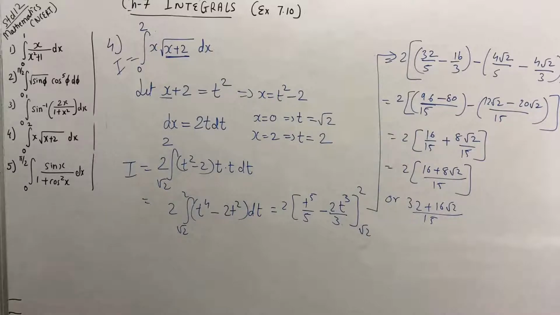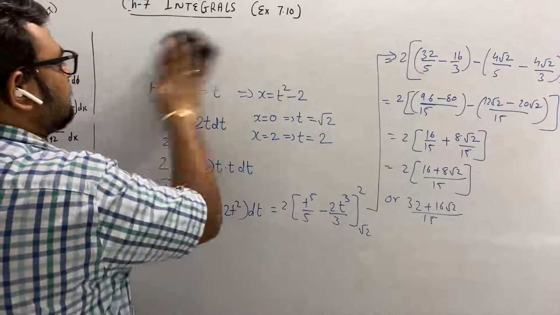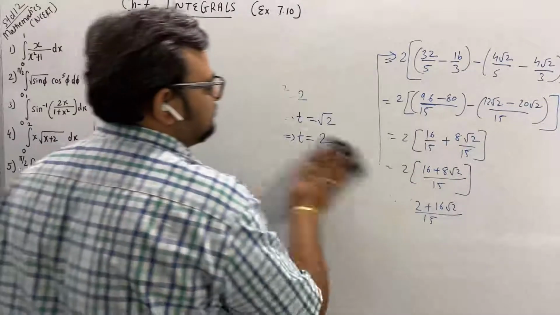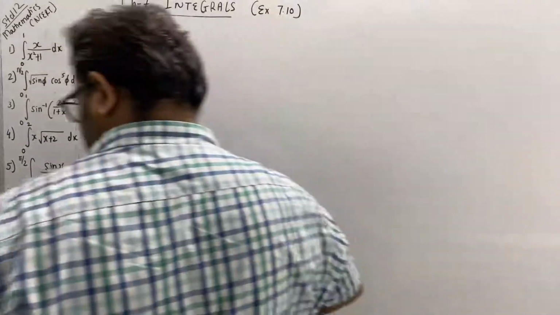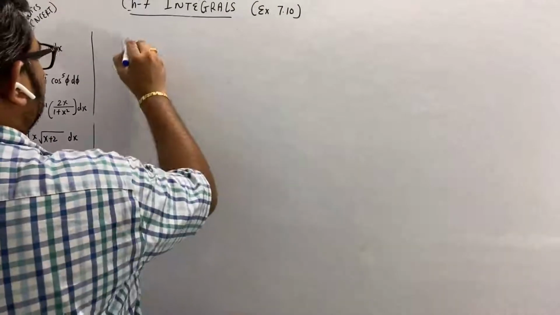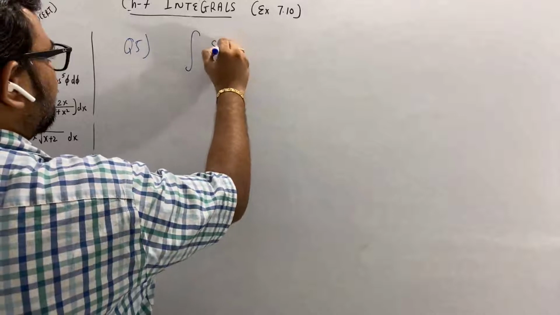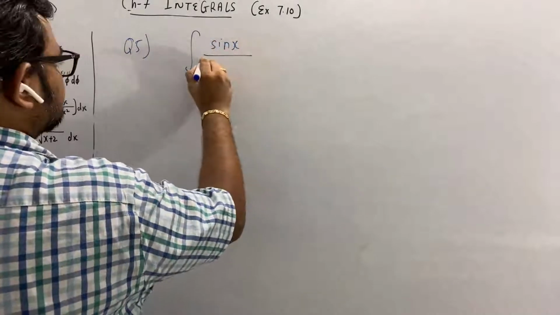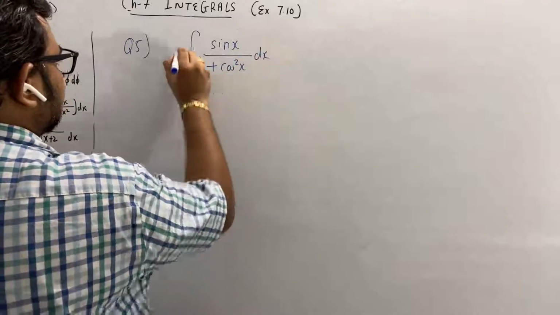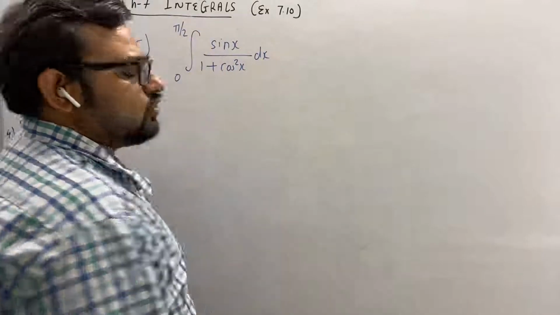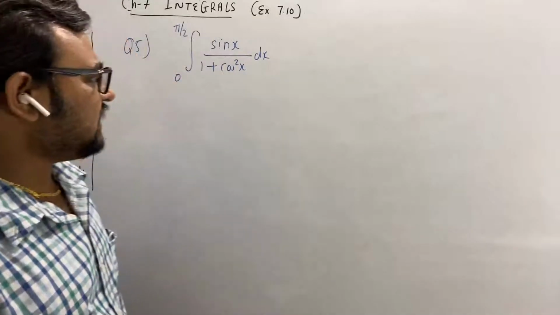Okay. Now let's move to the next. That is question number 5. Integration of sin x upon 1 plus cos square x dx, 0 to pi by 2. Okay, now what we can do here, see here.